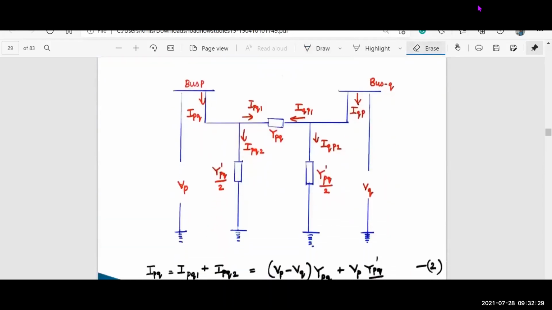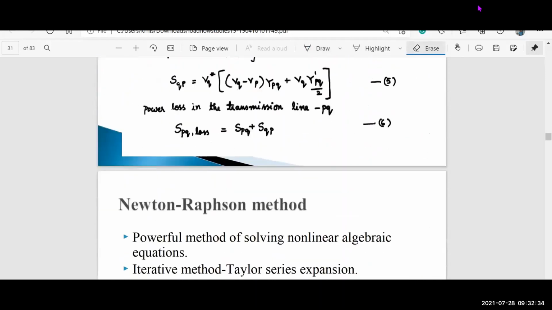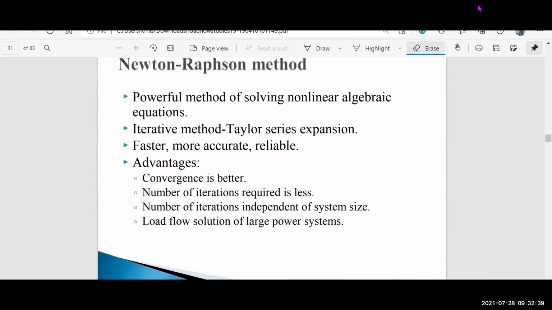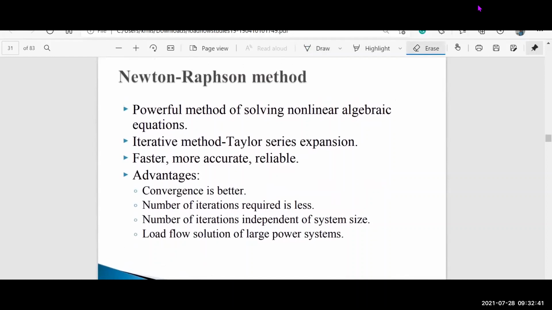See, it is given for bus p. Right? Now, what is the next method? The next method is your Newton-Raphson method. This is a powerful method for solving non-linear algebraic equations. It is an iterative method using Taylor series expansion, faster, more accurate, and reliable.